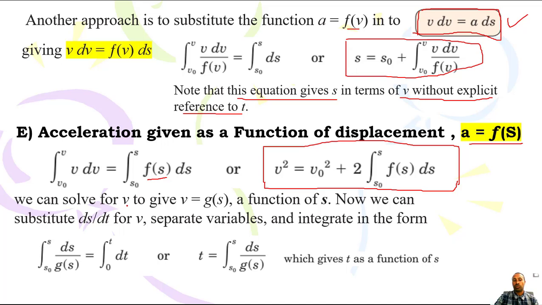We can solve for velocity v, which is g of s as a function of s. Now we can substitute ds by dt for v, since v is the rate of change of distance with respect to time. Separate variables and integrate. Then finally you can have t. T as a function of s can be obtained. Then finally you can calculate time.